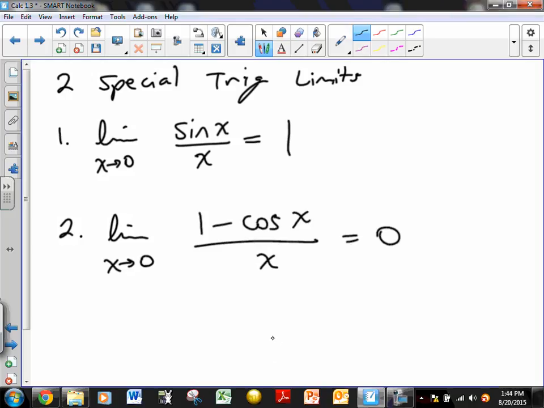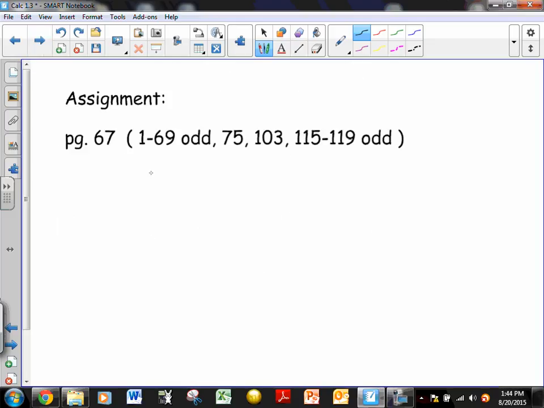Pause that, copy it down. And here's your assignment for the night. Try those. Give some of those a shot. Once you have questions on them, we can work on them in class. There's a lot of algebra review in here. Good luck.